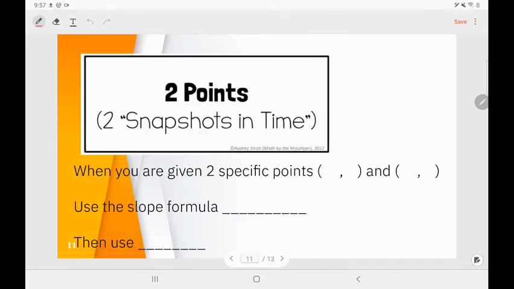Okay, the next type of problem is a snapshot, two snapshots in time. So instead of being given a rate or saying "per" or "each," I'm given two points in time: x1, y1, x2, y2. I need to use the slope formula because I'm not going to have my slope. So y2 minus y1 divided by x2 minus x1. Then I'm going to use either the point-slope or the b method. Pick your choice. Either way, I want to write my final answer in slope-intercept form.